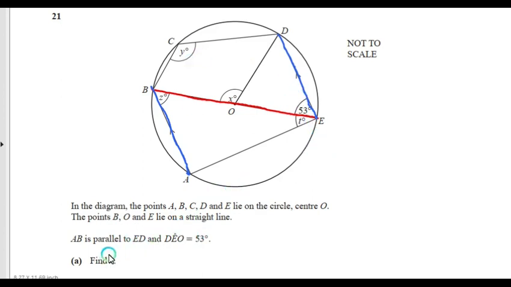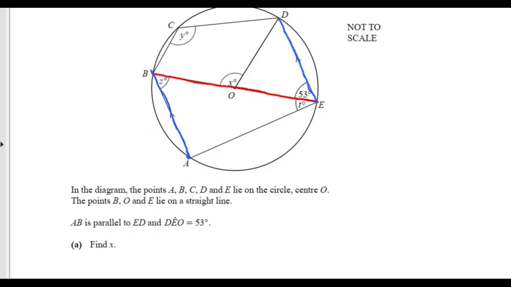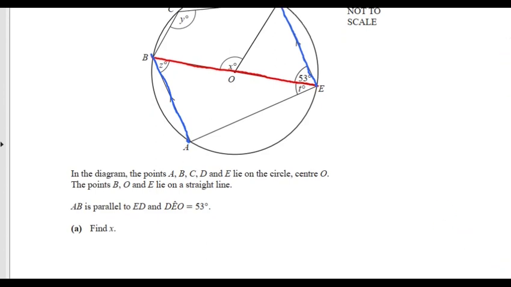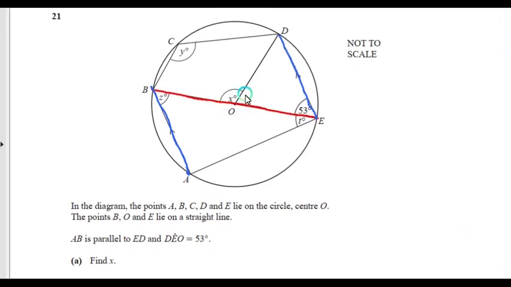Okay, so we have a circle property question. In the diagram, the points A, B, C, D and E lie on the circle with center O. The points B, O and E lie on a straight line. Yes, these points are on a straight line. So this line is obviously passing through O. It means this should be the diameter. This straight line should be the diameter of the circle, right?